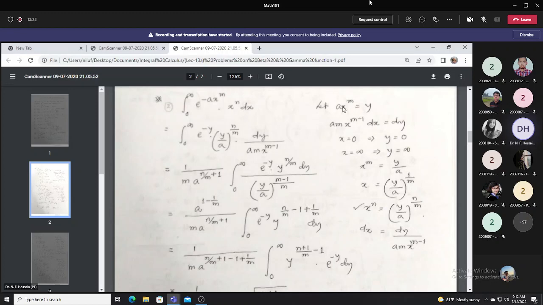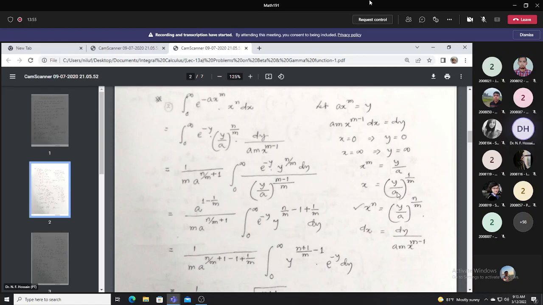Now check the limits. When x equals 0, y is 0. When x equals infinity, y should be infinity. So there is no change in the limits. So it should be e to the power minus y. Now you have to find the value of x. You see from this expression, x to the power m equals y by a. So x should be equal to y by a whole to the power 1 by m.